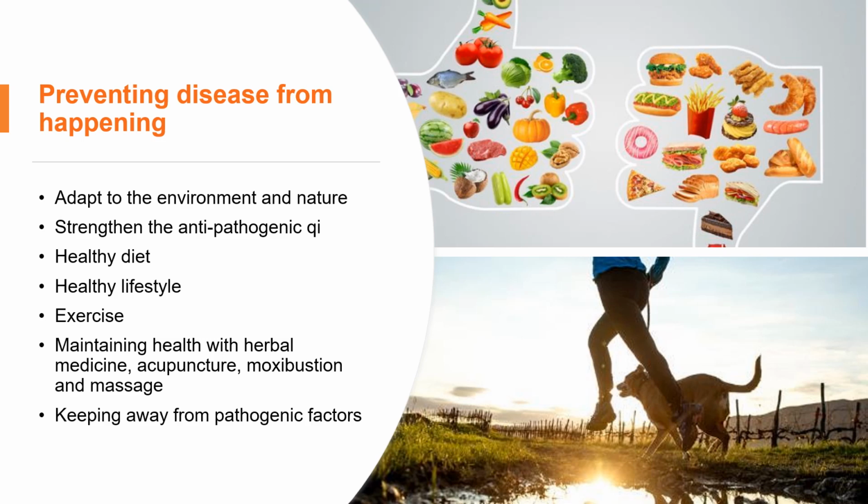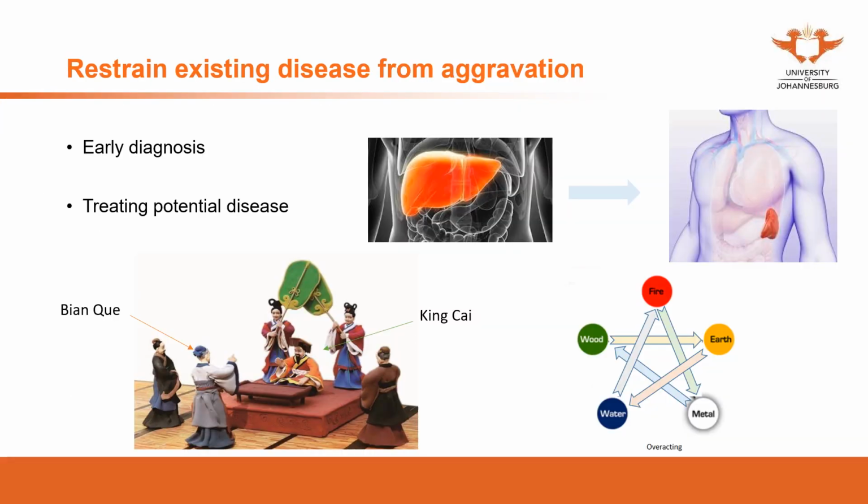You can use some of these theories, strengthen the antipathogenic qi, or keeping away from the pathogenic factors. It's from here. So here are some of the principles of preventing diseases. Restrain existing disease from aggravation. This means the patient is already in a sick condition, but we need to prevent it from becoming worse.